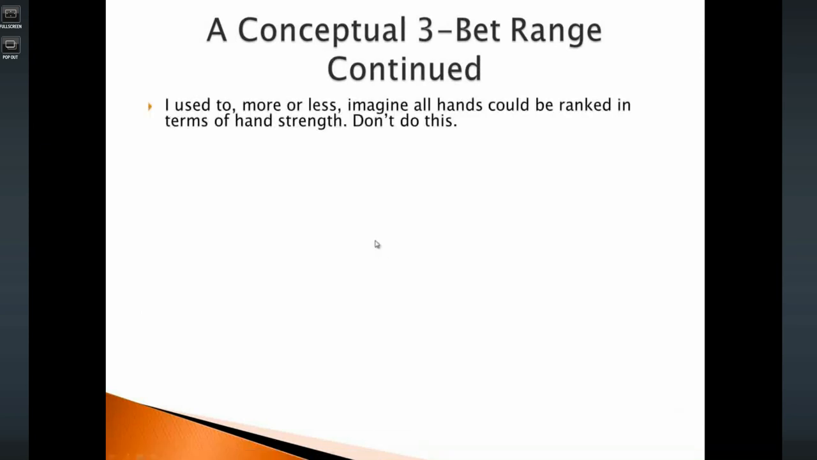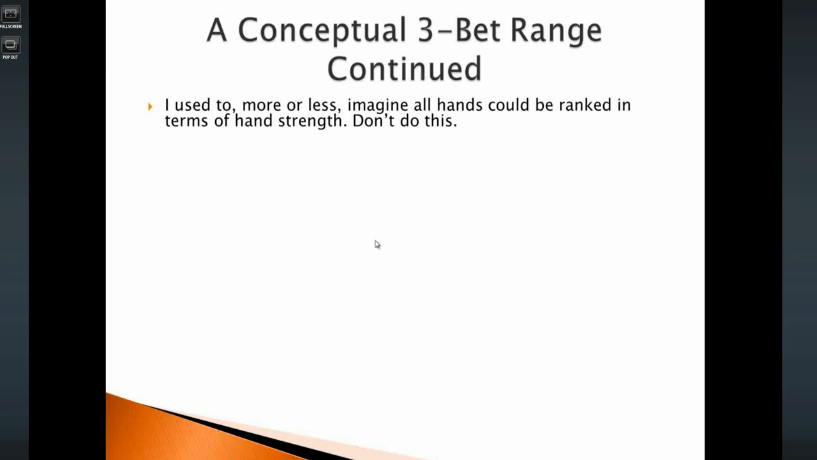A conceptual 3-bet range, continued. I used to, more or less, imagine all hands could be ranked in terms of hand strength. Don't do this. When you're first starting to play around with ranges, it's very tempting to want a go-to range or a go-to hand chart so you can think, oh, I need to defend 10% of my hands here, okay, these are the best 10% of hands. That doesn't actually work because some hands work better in some situations. You can't quantify exactly how good a hand is because equity doesn't directly convert into expected value.